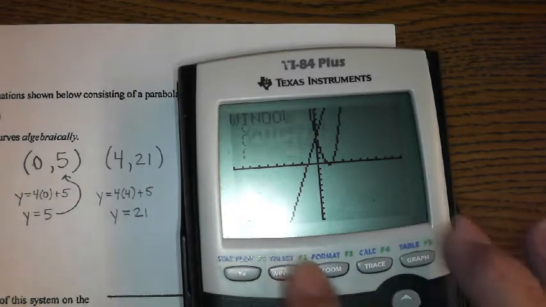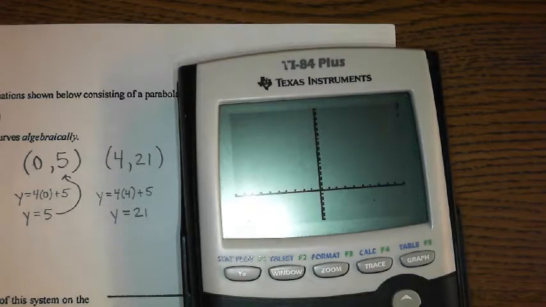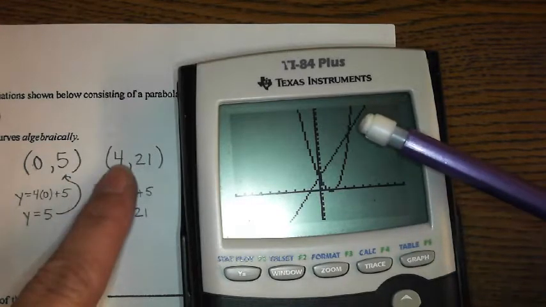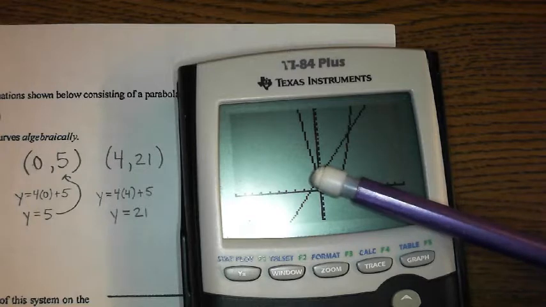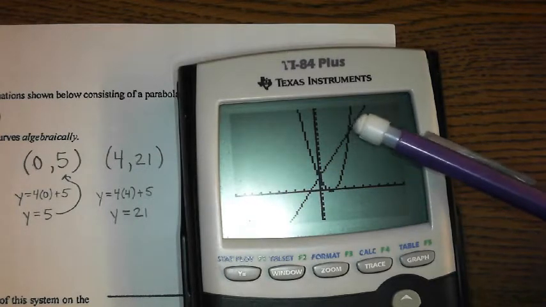Okay, if I change my window and I go instead to like 30, there's my parabola. Here comes my line. There's the 0,5 crossing point. There's the 4,21. So second trace intersect will give you this one. Second trace intersect again will give you that one.